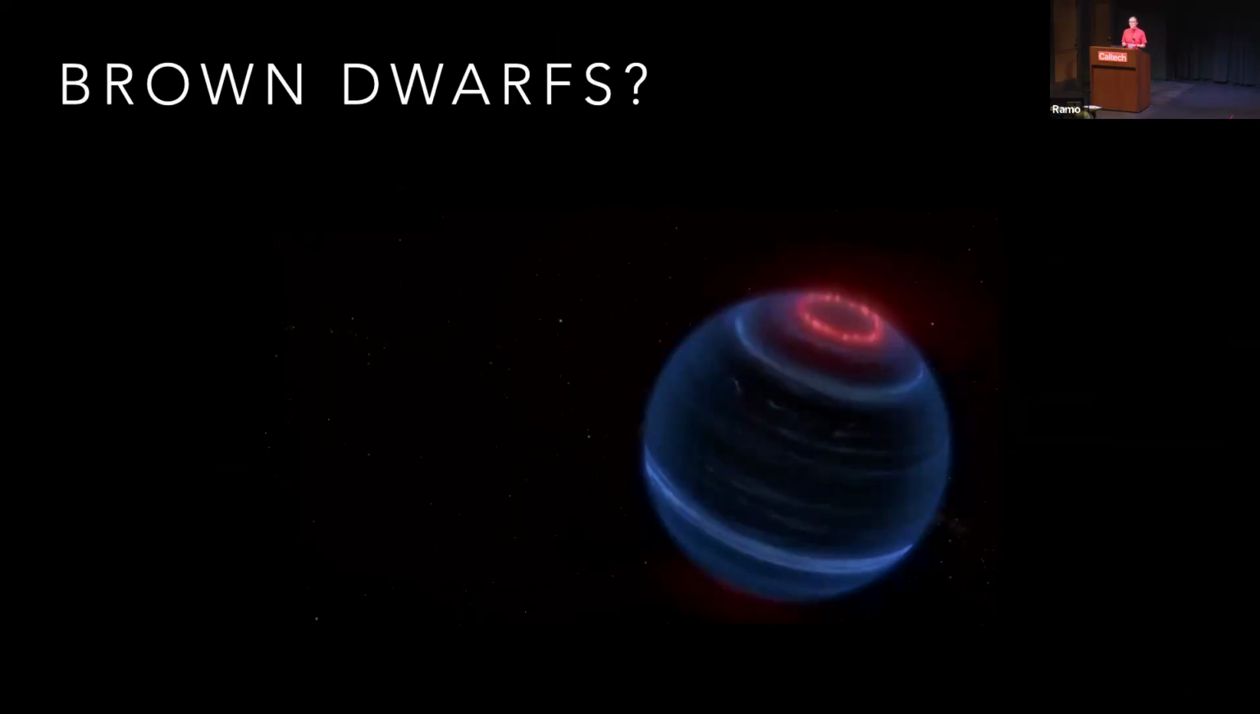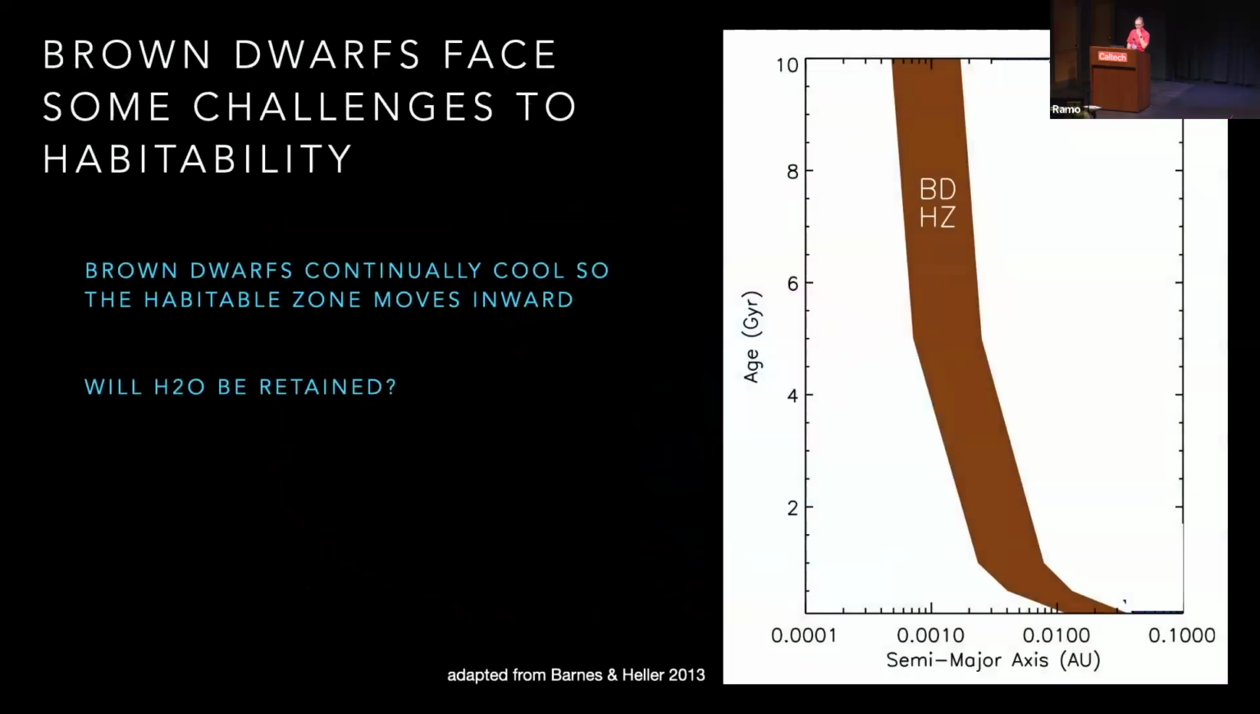So then there's a question of, maybe would brown dwarfs be better? Would you be able to more readily retain atmospheres around brown dwarfs? Now, brown dwarfs also face challenges to habitability. They continually cool, so their habitable zone is moving inward over time. And we're not sure whether water will be retained, because that really does depend on how much UV flux is in the atmosphere. But it seems like they might be more likely to retain atmospheres than M dwarfs.